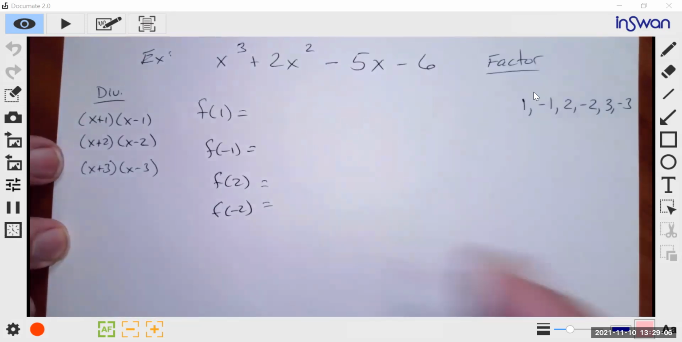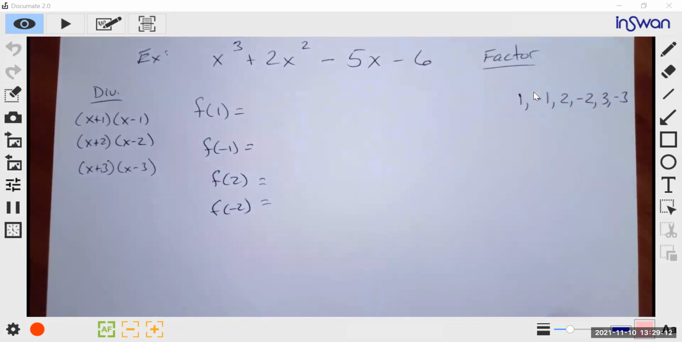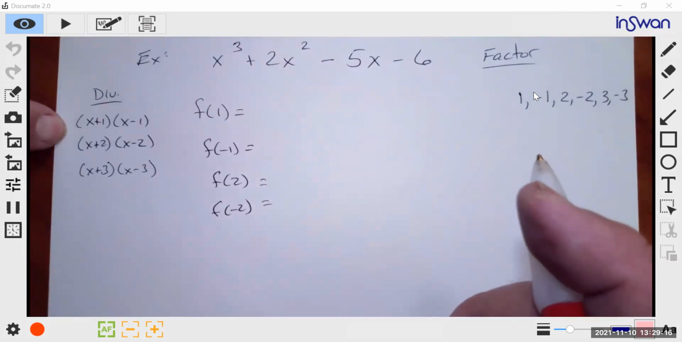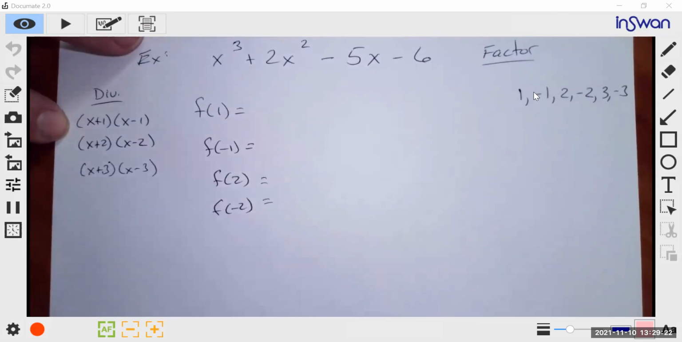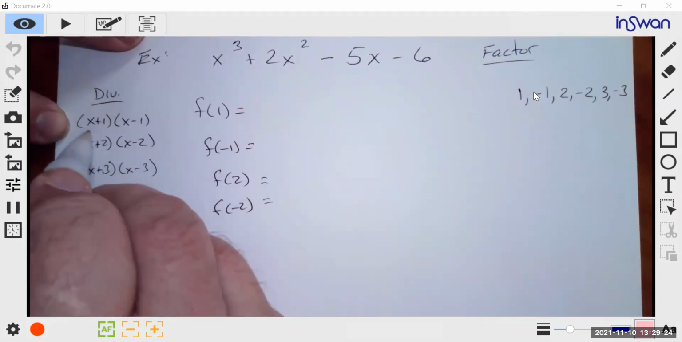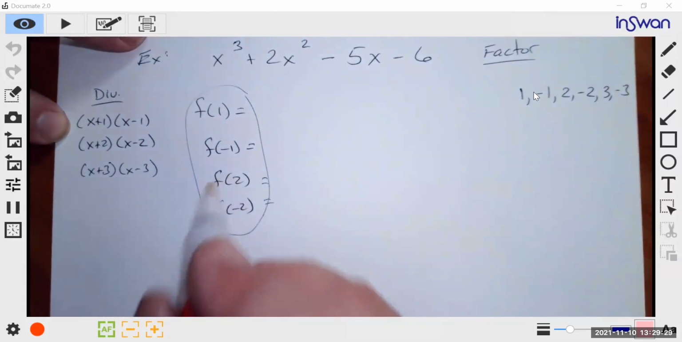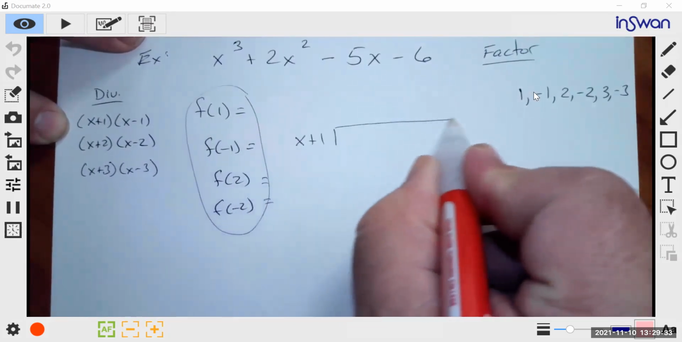So which way do you think? Remember, if you do it this way, inside there, it just tells us if we have a 0. It doesn't tell us what the remaining function is. If we did it this way, long division, then we'll know what the resulting function is. So let's try this method. Not this one yet. So let's try x plus 1.